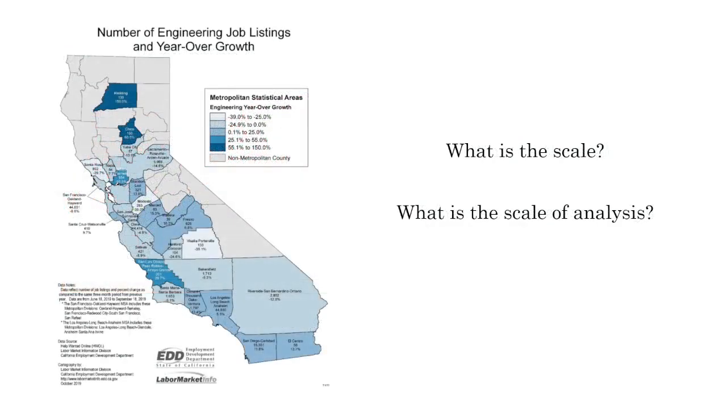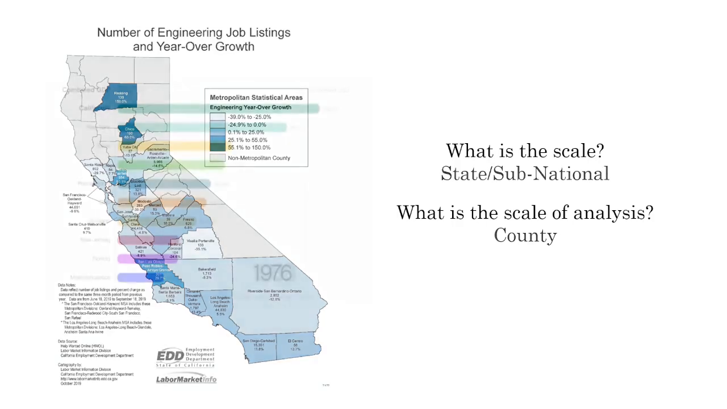All right, here's another one. We're looking at a state, again, this time California. So our scale is state, and then our scale of analysis is going to be county again, because we're comparing the data, the engineering job listings, between the different counties. We can see that there's not a lot of engineering jobs in the northern counties, but in the southern coastal counties particularly, there's a lot of job growth there.